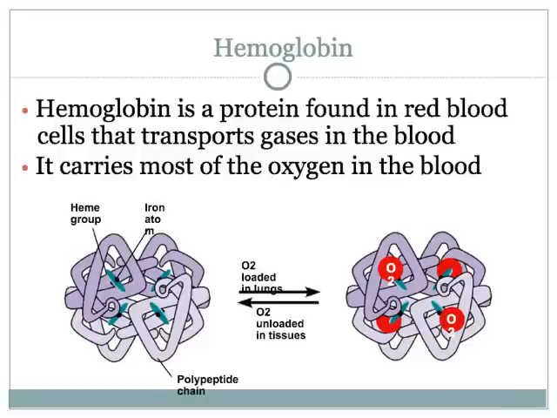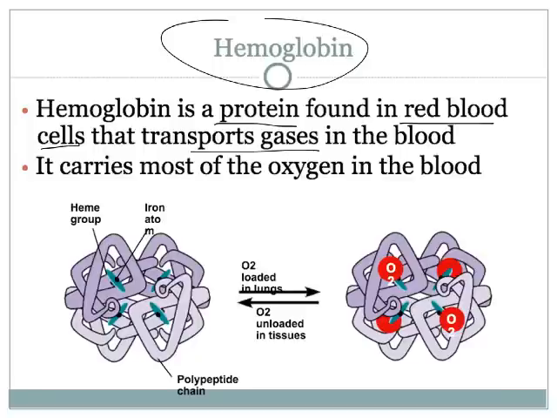Okay, so the next thing I want to discuss is hemoglobin. Now, hemoglobin is a protein that I know we've heard of. It's found in red blood cells, okay? And this is the protein that transports gases, so oxygen, in the blood. And in fact, most of the oxygen in the blood is carried by hemoglobin.